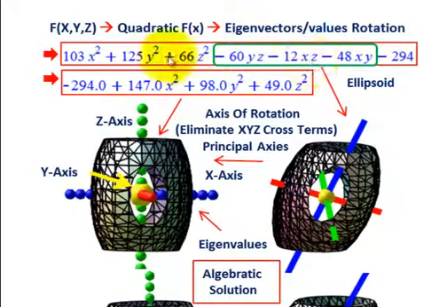But when we calculate our eigenvectors and values for this quadratic function, we're going to come up with a function that looks like this, where the cross products are essentially eliminated. And we're going to look at how we do that. So instead of having 103x squared, we're going to have 147x squared. Instead of 125 for y squared, we're going to have 98, and z squared is going from 66 to 49 z squared.